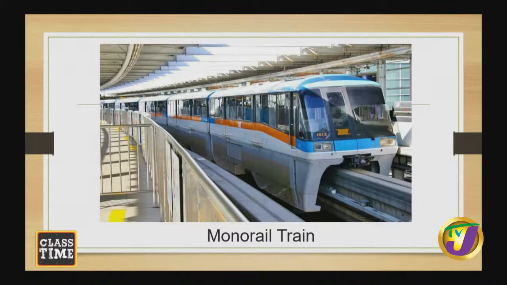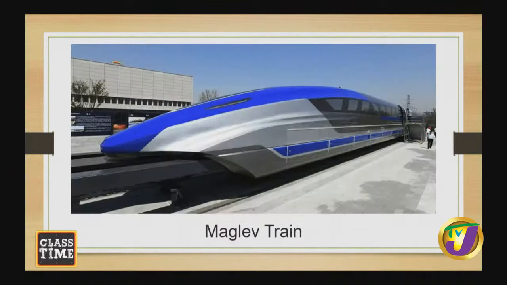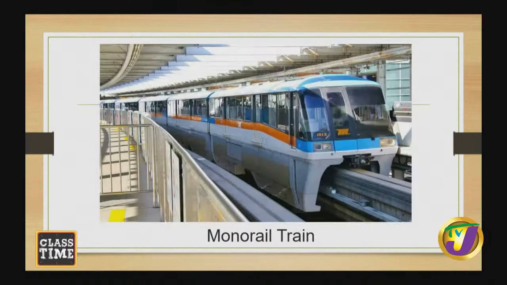All right, so as you can see here, a single rail. So monorail is a system of train transportation consisting of a single rail, typically elevated with the train suspended from it.